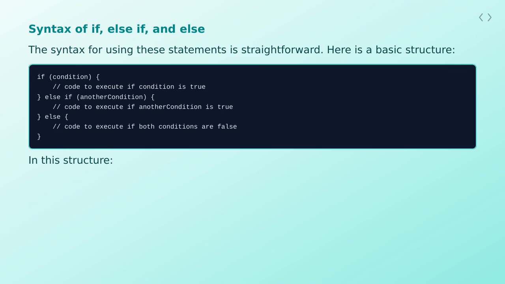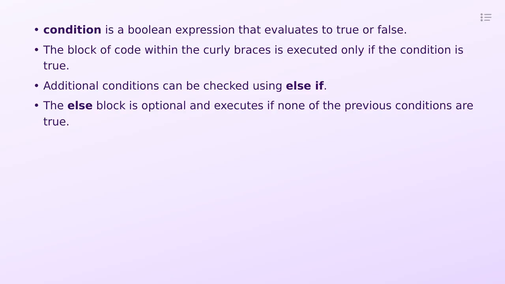In this structure, first, condition is a Boolean expression that evaluates to true or false. Also, the block of code within the curly braces is executed only if the condition is true. Also, additional conditions can be checked using else if. Finally, the else block is optional and executes if none of the previous conditions are true.